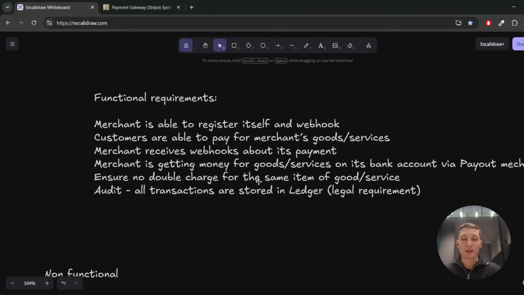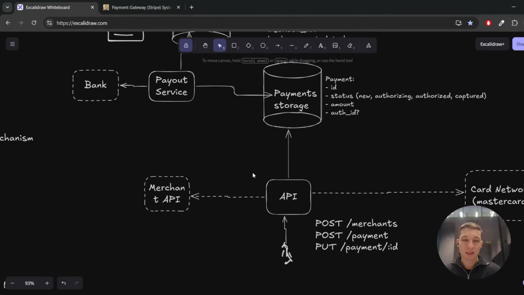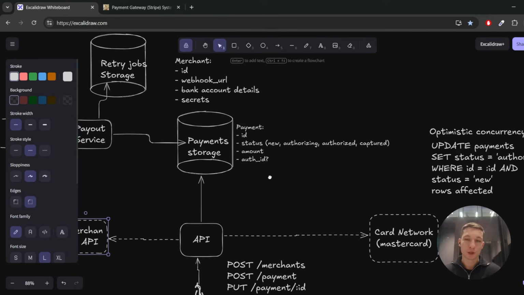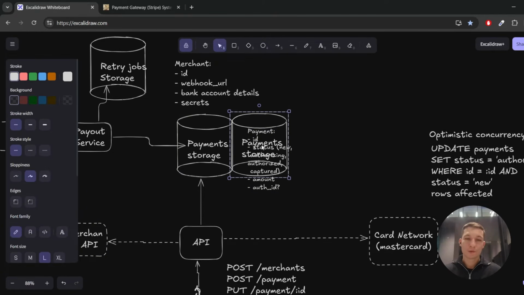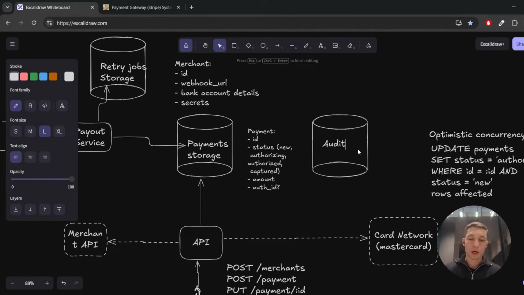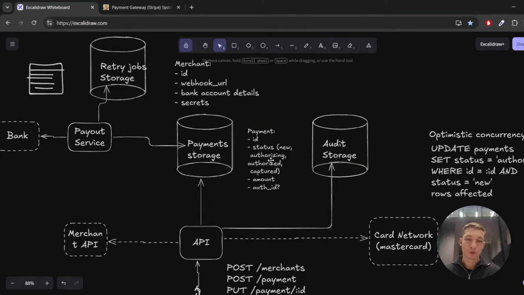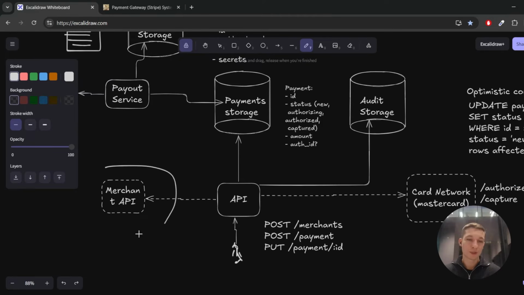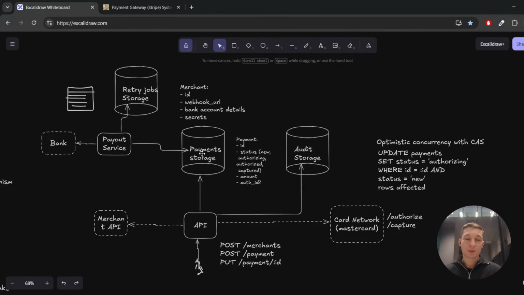And sure, no double charge, we already handled this one, and audit: all transactions are stored in the ledger. So basically, exactly the same events that we are sending to the merchant API, we are going to send to our audit storage in order to be able to trace every single thing. So what is going to happen? We are going to define another storage called audit storage, and upon updating our payment with a new status, we are also sending this status and all payment related information to this storage along with the merchant's API. So these two can be actually parallel. That's actually it. This system is already enough for a couple of users and just a couple of machines.